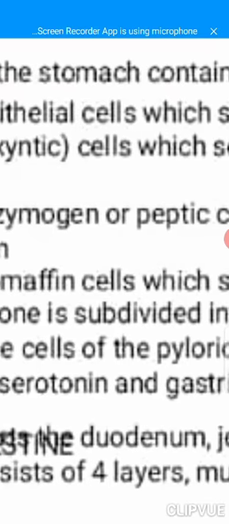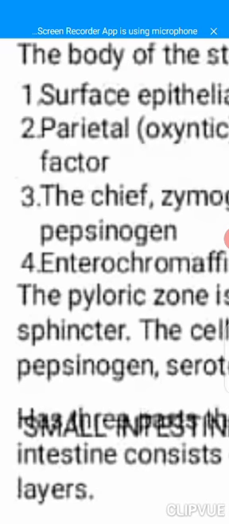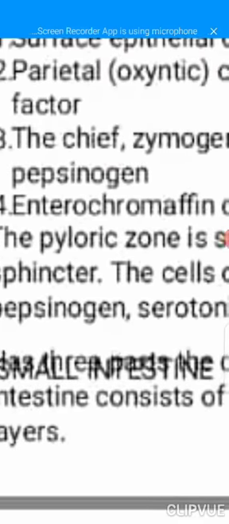All right, chief cells or zymogen cells, they are the ones that produce pepsinogen. What's the difference between pepsinogen and pepsin? Pepsinogen is the inactive form of the enzyme pepsin. It is hydrochloric acid produced by the parietal cells that will activate this pepsinogen and make it active. Now, the next one we should talk about is the enterochromaffin cells.